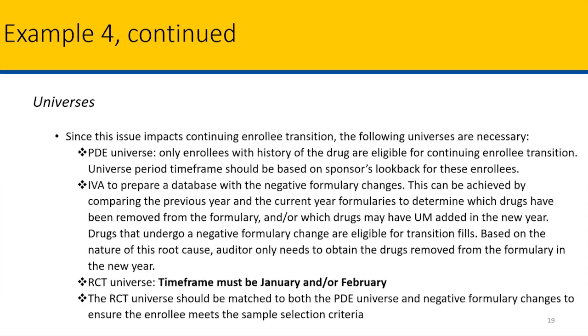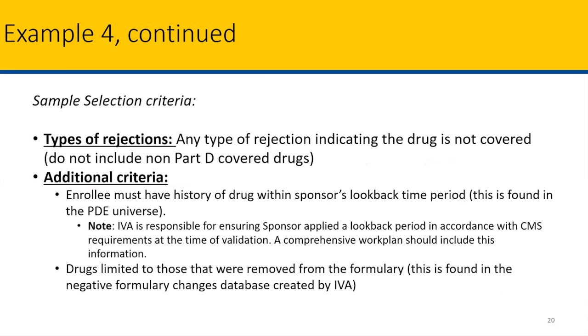The RCT universe should be matched to both the PD universe and the negative formulary changes to ensure the enrollee meets the sample selection criteria, since a continuing enrollee would only be eligible for a transition fill if they have history of the drug and the drug underwent a negative formulary change. The types of rejections would include any type of rejection indicating the drug is not covered. Additional criteria, as we discussed: the enrollee must have history of the drug within the sponsor's look-back time period, limited to drugs that went from formulary to non-formulary in the new year.